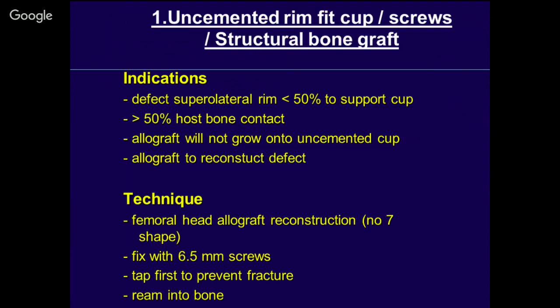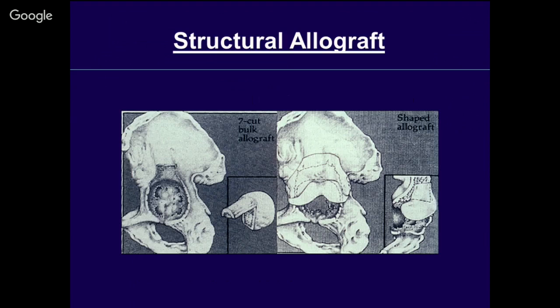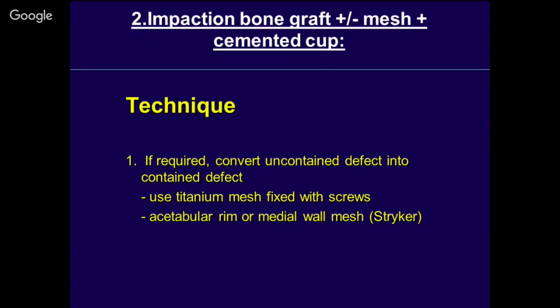The indication is a superolateral defect with less than 50% of host bone to support the cup. Allograft will not go on to the uncemented cup, and allograft is used to reconstruct the defect. So this is the picture of the allograft. There is a defect. We put the allograft there and fix it with screws. Then we ream the acetabulum and put in an uncemented cup.